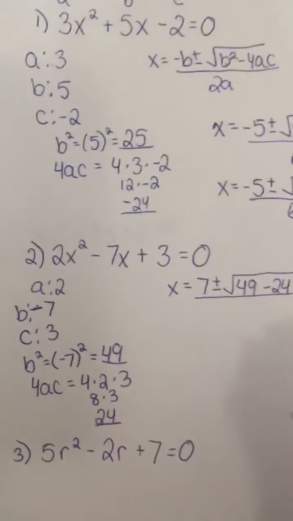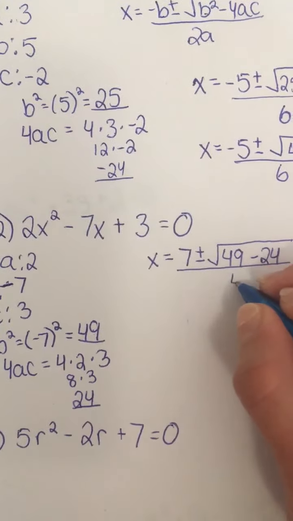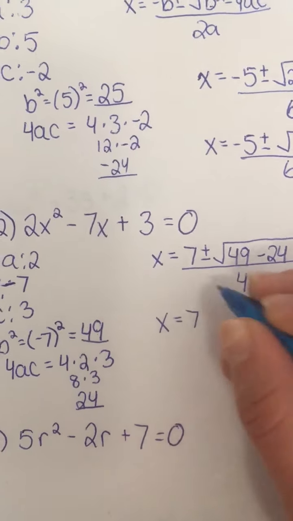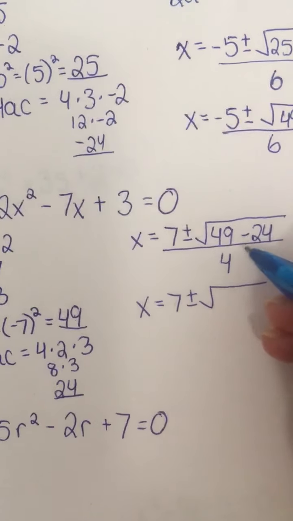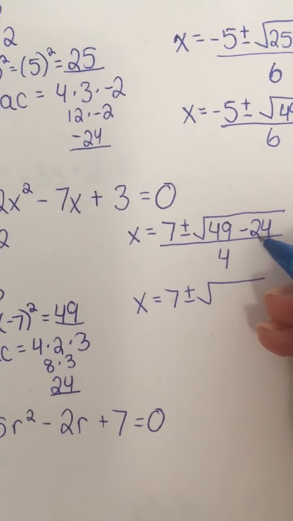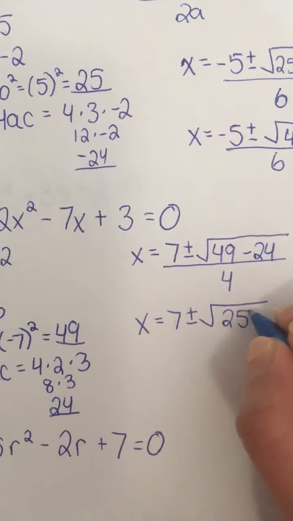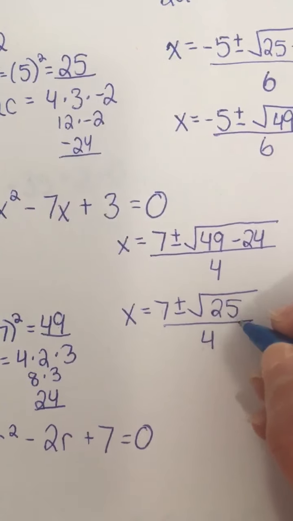Over 2a, so that would be 4. 2 times 2 is 4. So now we have 7 plus and minus the square root of 49 minus 24, which would be 25 over 4. So again, this one works out to be a perfect square.